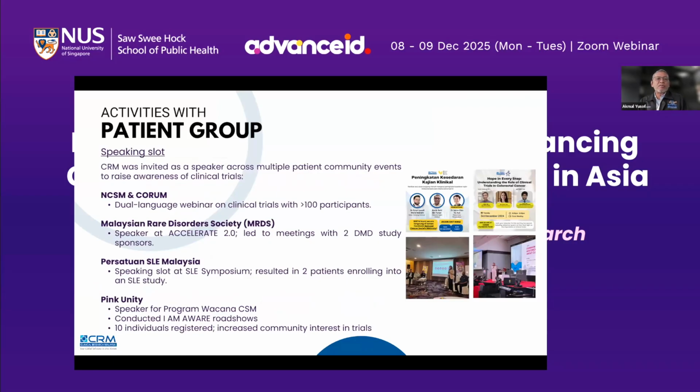And from working with these patient groups, we have a lot of speaking engagements, like a dual language seminar on clinical trials. And we have a rare diseases society where we spoke on disease modifying drugs and study sponsors for that matter. Then we got a speaking slot in the symposium organized by their society. And another group, Ping Unity, themselves actually carry out the I Am Aware roadshow.